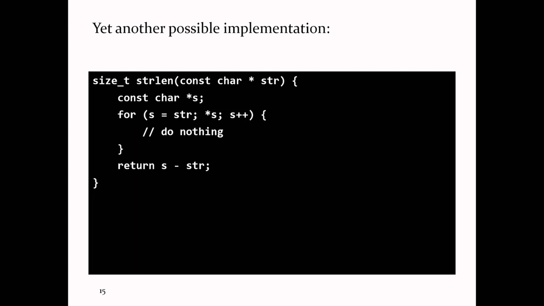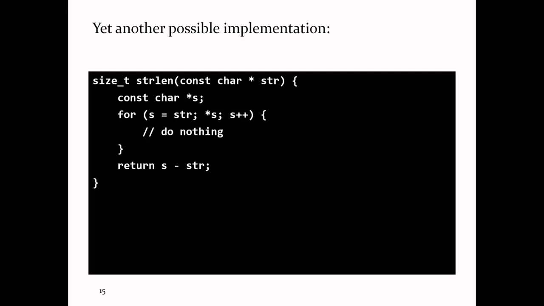So we've got some string here, A, B, C, and then the null terminator. So str, that's a pointer. str points at the A. s starts by pointing at str, so it's also pointing at the A. The loop condition says, is s not pointing at 0? The answer is yes, so advance s by 1. So s moves to the right by 1.